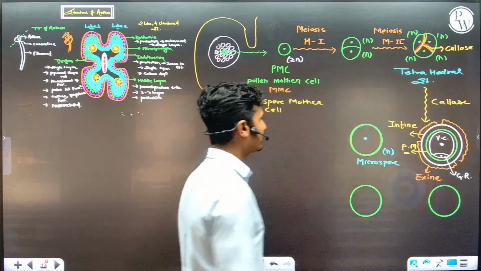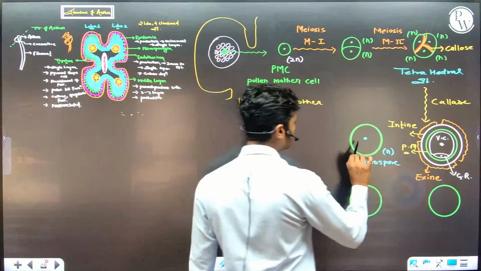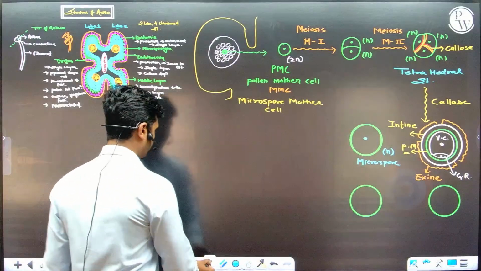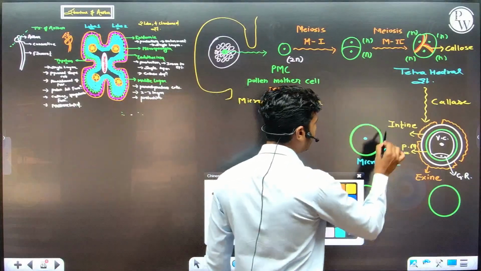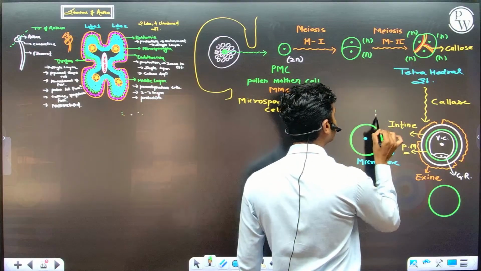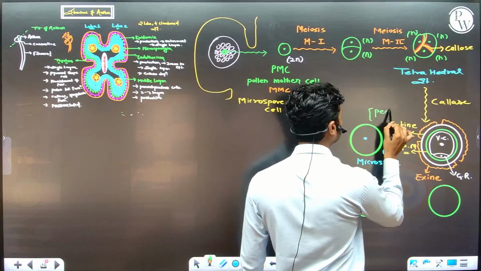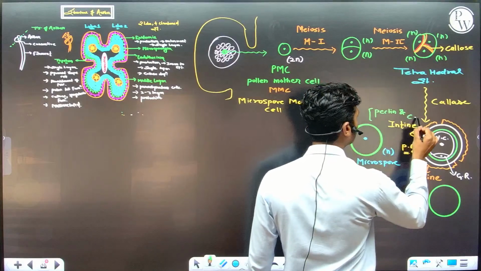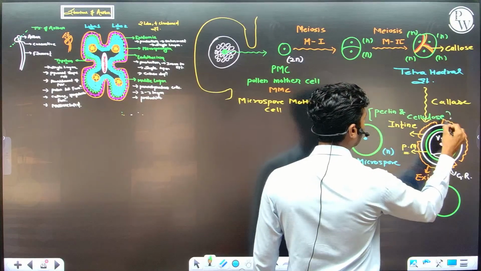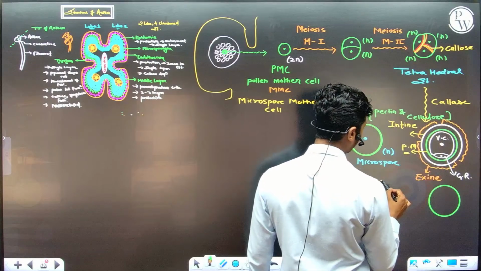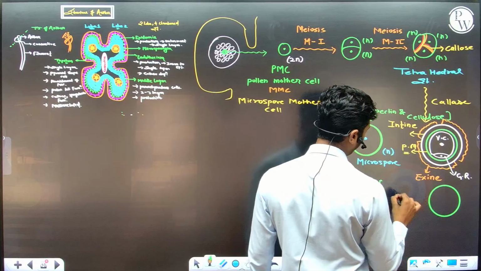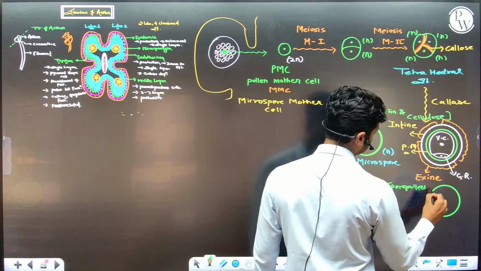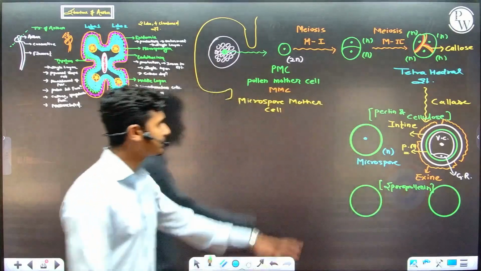At all four locations, this type of development is formed. First is the microspore; now we can call it a pollen grain. The intine is manufactured with the help of two substances, pectin and cellulose. And the exine is formed with the help of sporopollenin. This is the structure of the pollen grain.